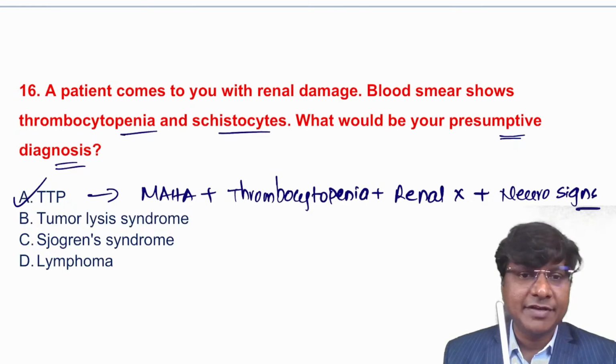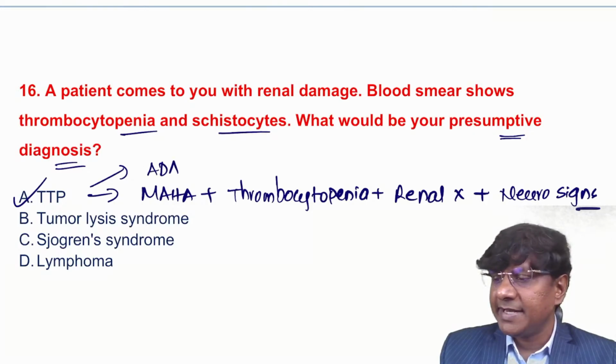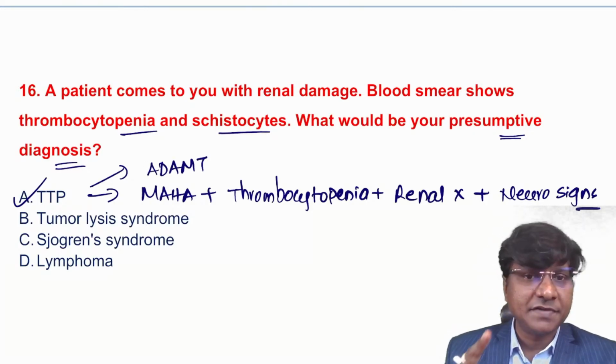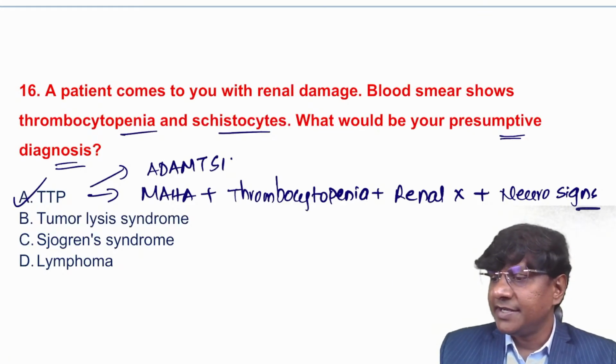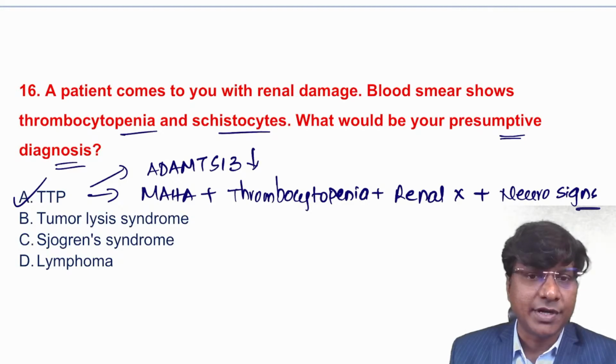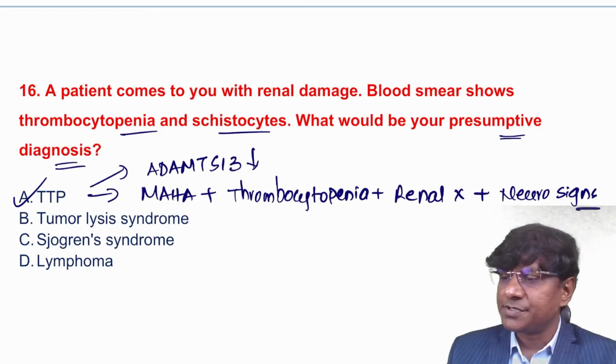These individuals will be having neurological signs, right? And why does this TTP occur? This TTP occurs mainly due to deficiency of the ADAMTS13. Right? ADAMTS13 deficiency is the one which will be causing thrombotic thrombocytopenic purpura, right? And this is about TTP. Then how will you rule out the other options?